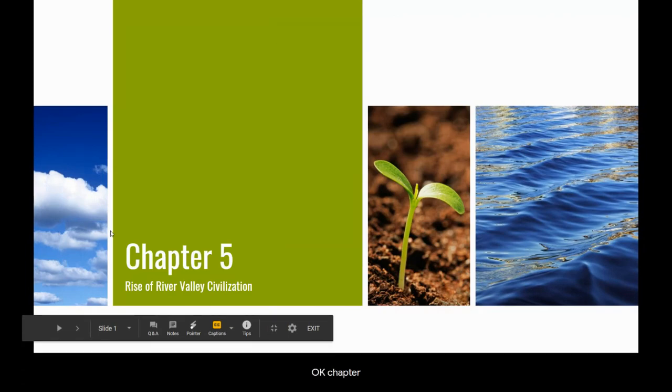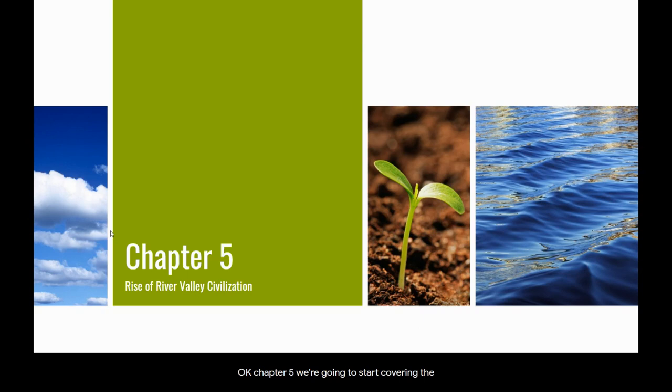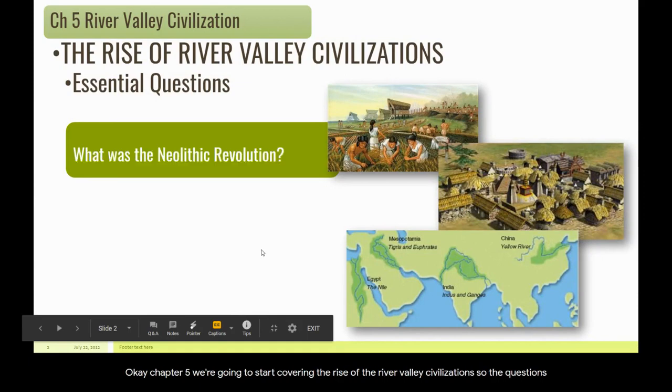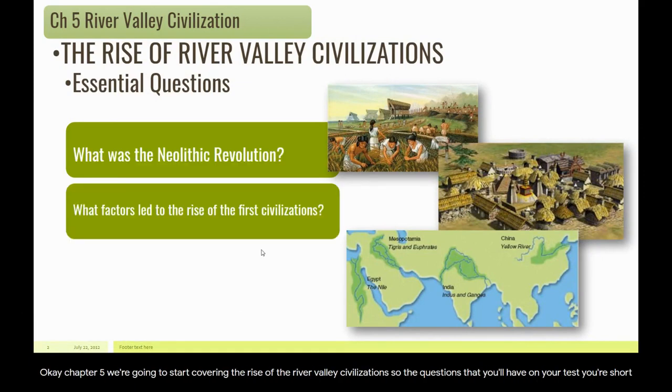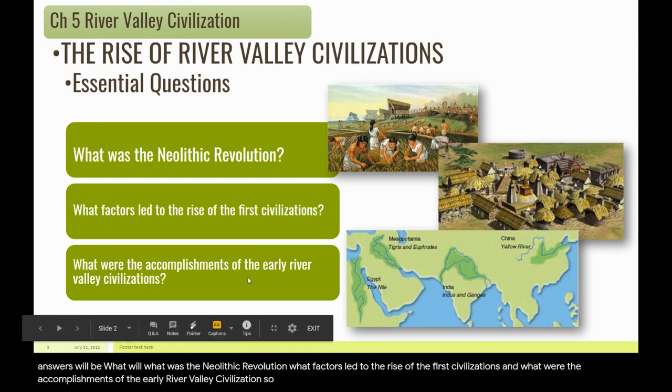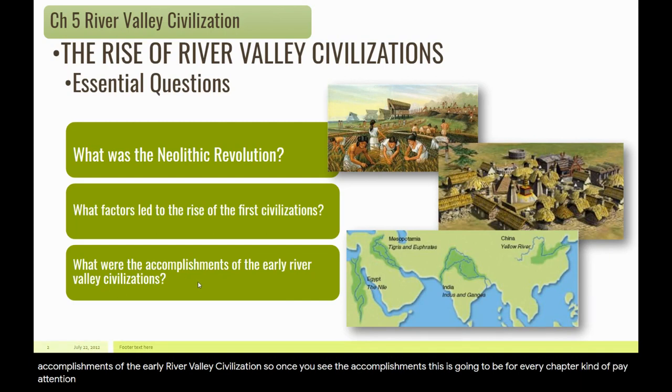Okay, chapter 5, we're going to start covering the rise of the river valley civilizations. The questions on your test, your short answers, will be: what was the Neolithic Revolution, what factors led to the rise of the first civilizations, and what were the accomplishments of the early river valley civilizations. Once you see the accomplishments, pay attention, because this is going to be for every chapter and it'll definitely be one of your short answer questions.